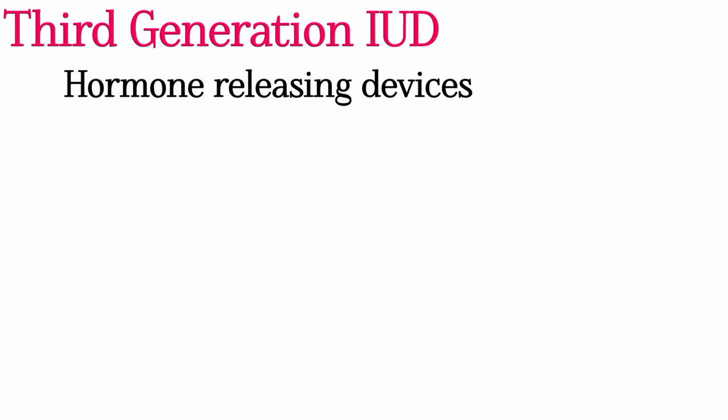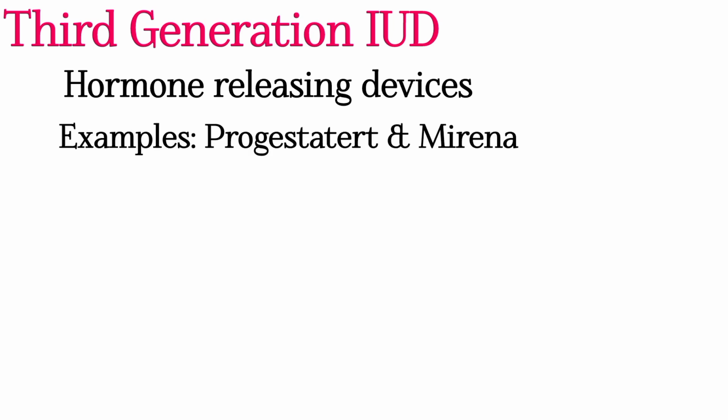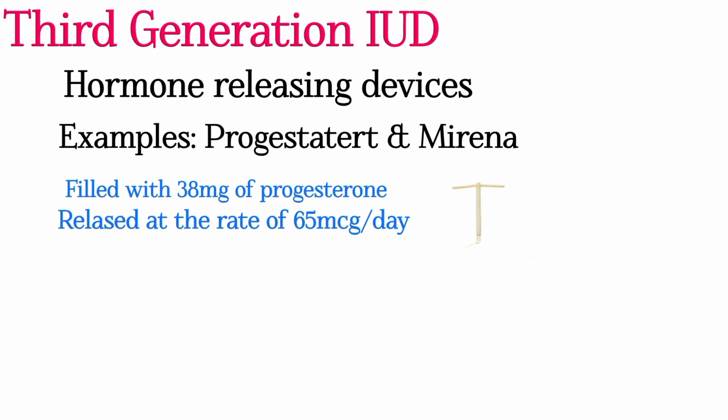Third generation intrauterine devices are hormone releasing intrauterine devices. Examples are progestasert and Mirena. Progestasert is a widely used hormonal device. It is T-shaped and filled with 38 milligram of progesterone. This hormone is released at the rate of 65 microgram per day. It acts on the uterine lining, cervical mucosa, and sperms to prevent fertilization. Hormonal supply diminishes over a period of time, so regular replacement is needed.